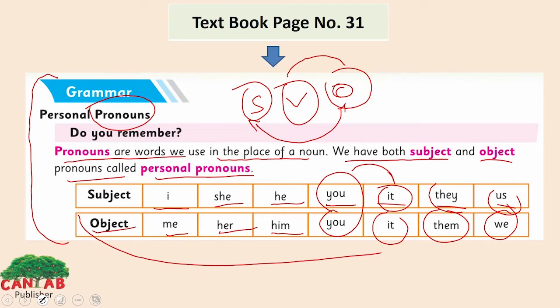These are called personal pronouns. And always remember that if a person or thing is known to the person you are talking to, then you can use pronouns, because your listener already knows about the noun or the thing you are talking about. So we can use personal pronouns here.